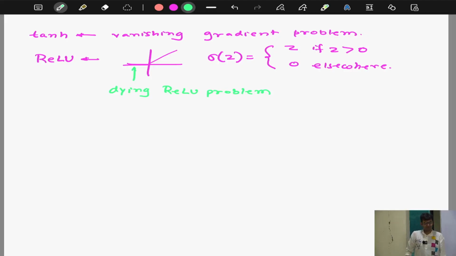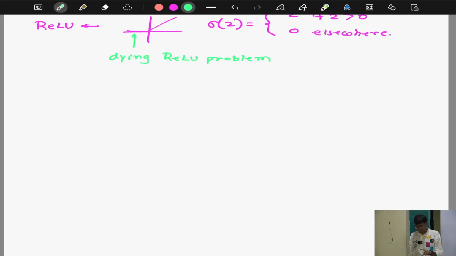Okay. So dying ReLU, why dying ReLU? Because that portion has 0 output, 0 gradient. So it is kind of dead. It's neither breathing nor moving. That's why dying ReLU. Any question? I have what, 4 minutes, 5 minutes. Okay, I want to reach that point.